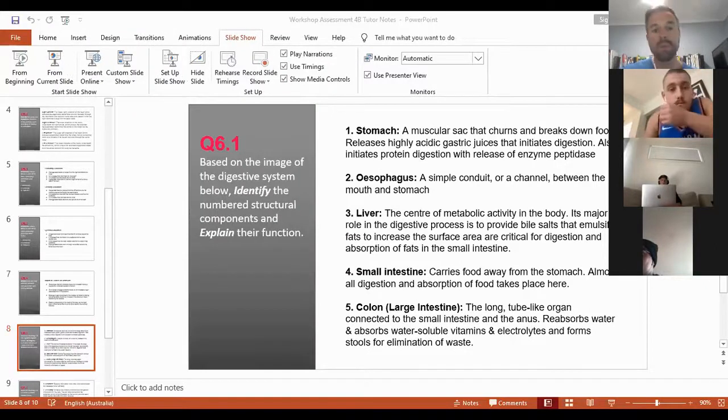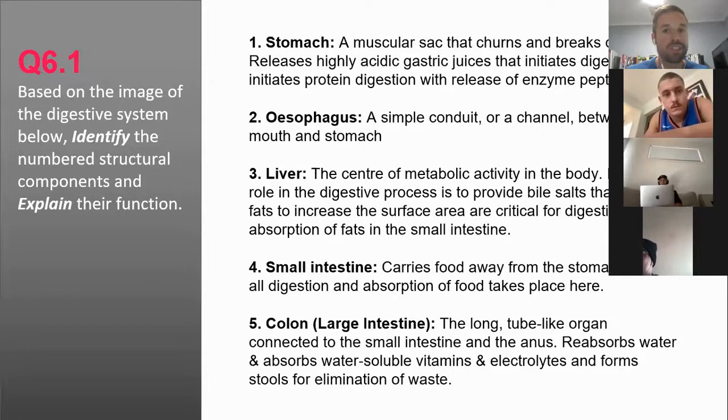So number 1 there is the stomach. Pretty straightforward. What the stomach is, it's essentially just a muscular sac. It's a sac that's covered in muscle. It's a smooth muscle that churns and breaks down food. Think of your stomach like a washing machine. All the food that you eat goes into your stomach, and your body's going to churn it and spin it and break it down.